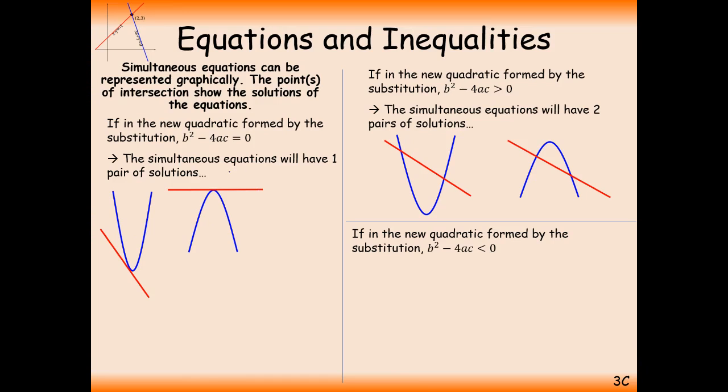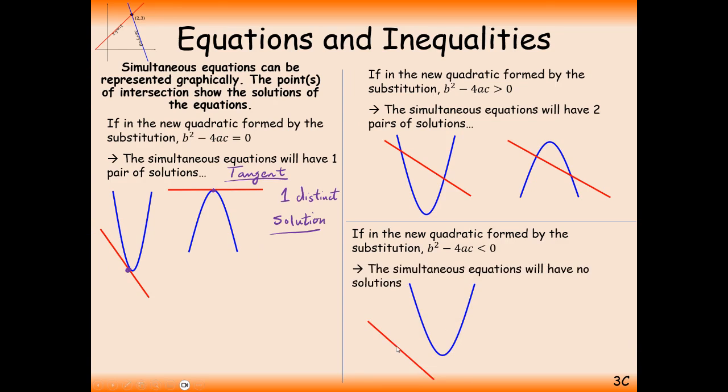So you might want to learn the word tangent here. When they say this straight line is tangent to the curve, what they mean is that there is only one distinct solution. Okay, so make sure you remember this word tangent. It means that there is only one solution to the quadratic equation linear simultaneous problem. And when there is no intersection point, there is no tangent.